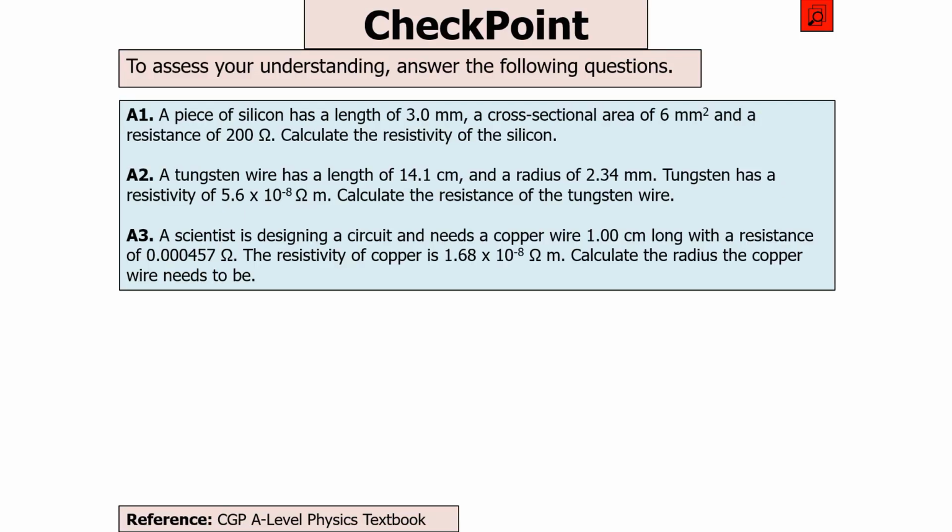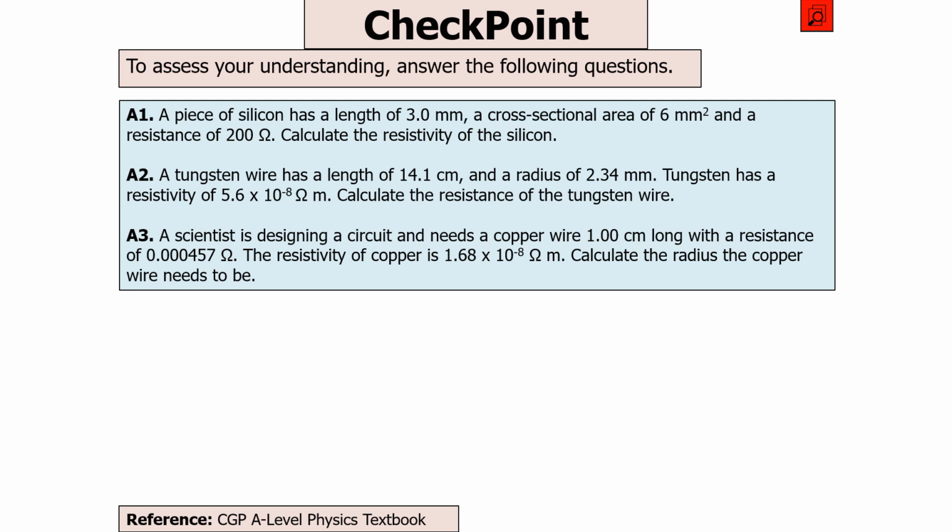The next question says, a piece of silicon has a length of 3 millimeters, a cross-sectional area of 6 millimeters squared, and a resistance of 200 ohms. Calculate the resistivity of silicon. Then a tungsten wire has a length of 14.1 centimeters and a radius of 2.34 millimeters. Tungsten has a resistivity of 5.6 times 10 to the minus 8 ohm meters. Calculate the resistance of this tungsten wire.